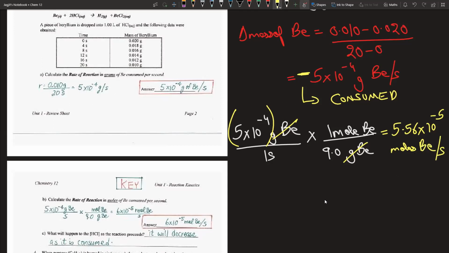So there you go. Now, you have to be careful. Your teachers are going to pick on you in terms of the sig figs. How many sig figs were there for 5? 1, right? So your answer should have only 1 sig fig because you're dividing. So you need to change your 5.56 into 6 times 10 to the power minus 5. Because some teachers might take marks off if you're not using proper sig figs.